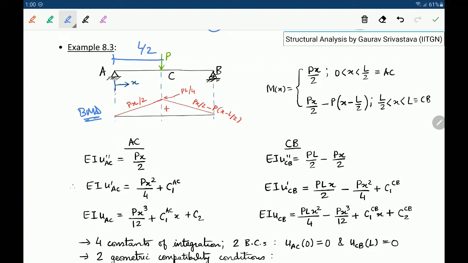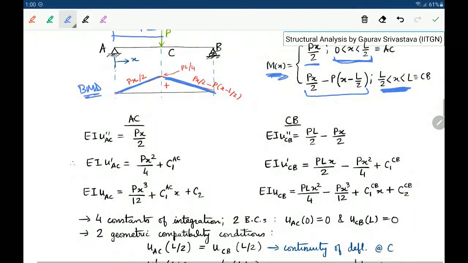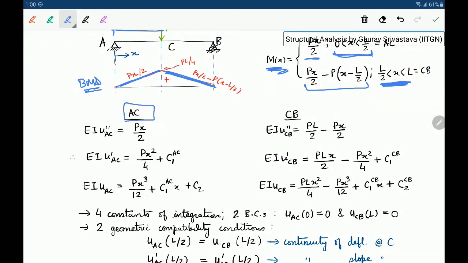But if we intend to write a moment as a function of x, it takes a different form in this half and a different form in this half. So the equations are different, right? So M of x, we are writing that it is equal to Px by 2 for the span AC, which is between 0 and L by 2, and it takes a form of this kind in the span CB, which is between L by 2 to L. Okay, so if we consider these spans AC and CB, now in the Euler-Bernoulli equation, on the right hand side, the moment will be different for both, right?